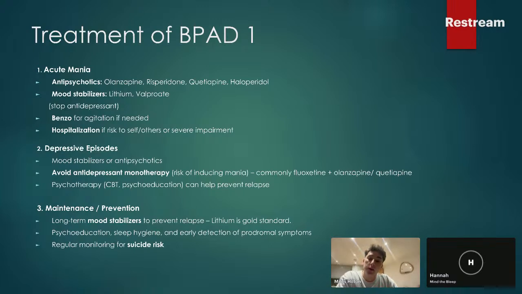In terms of maintenance or prevention of bipolar disorder type 1, long-term we'd be looking at mood stabilizers with lithium as the gold standard. We'd also be stressing the importance of psychoeducation, explaining about the disease, about triggers, about relapses, about sleep hygiene, and early detection of any prodromal symptoms. And we'd also be advising to regularly monitor for suicide risk.